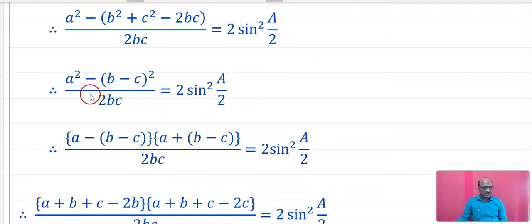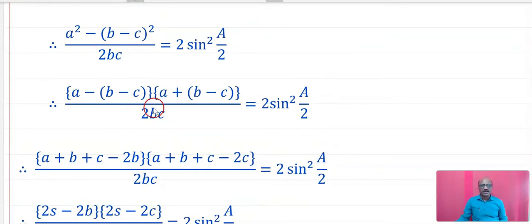And then simplify this. Then in bracket you will get a minus in bracket b minus c in first bracket, second bracket a plus b minus c, upon 2bc, and that is equal to 2 sine square A by 2. Okay, here again the simplification, that is a minus b minus in bracket b minus c. We can write it like this, a plus b plus c minus 2bc. Okay, this minus and minus will become plus, that is a plus c. That we add here plus b and here minus 2b.